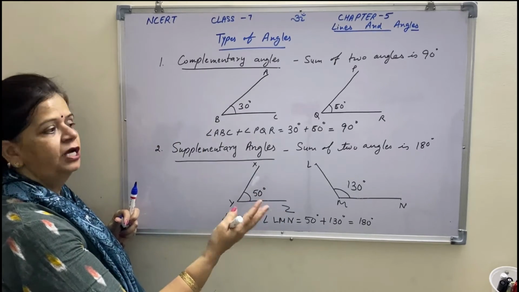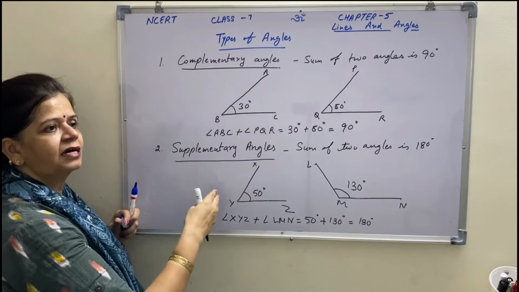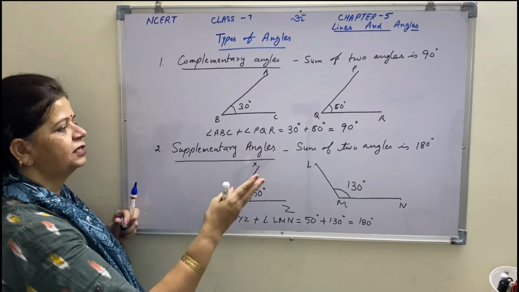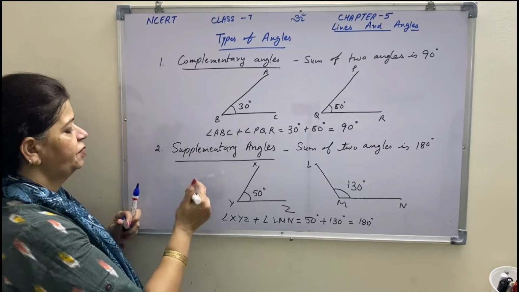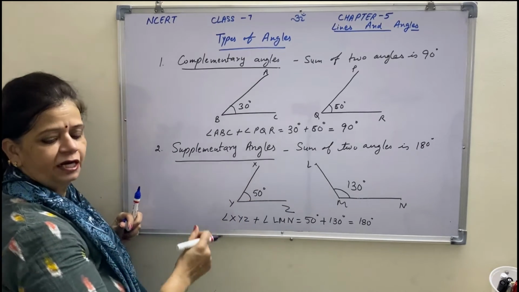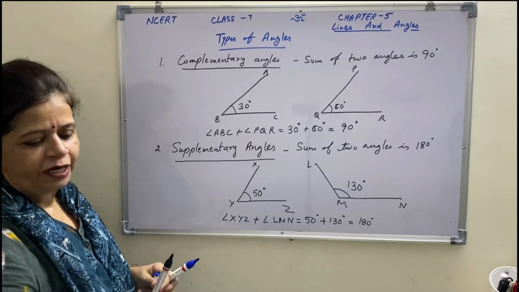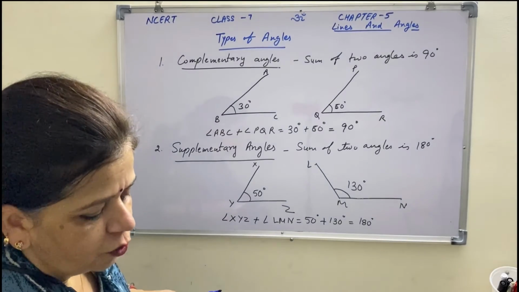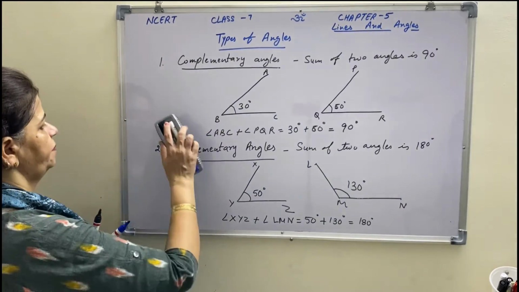Supplementary angles: suppose one angle is given as 60 degrees, how can you find the supplement of 60 degrees? You have to subtract the given angle from 180 degrees, you will get the supplement of that angle. That means 180 minus 60 will come to 120 degrees. So this way you can find the complement and supplement.